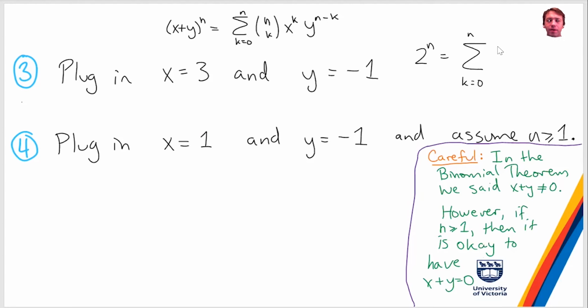Maybe. Oh no, maybe this is not the one I was thinking of. Plug in x equals 3 and y equals negative 1, right? 2 to the n equals the sum k equals 0 up to n of, so this becomes a kind of wacky identity. So you can think if you want about how you would prove this combinatorially, but I'm not sure if it does have a good combinatorial proof. It probably does, but it's not obvious, right? So this is what you get.